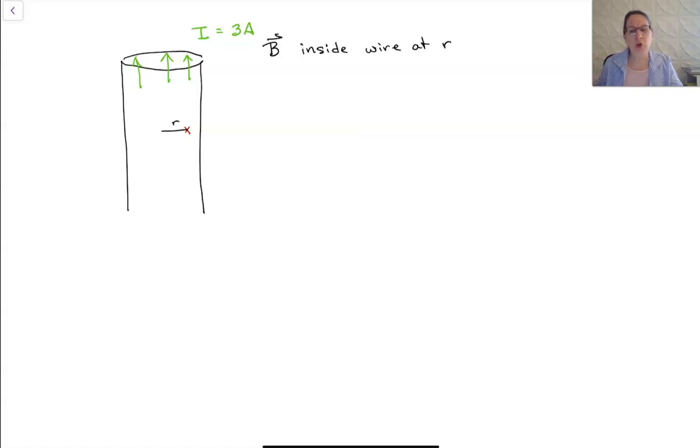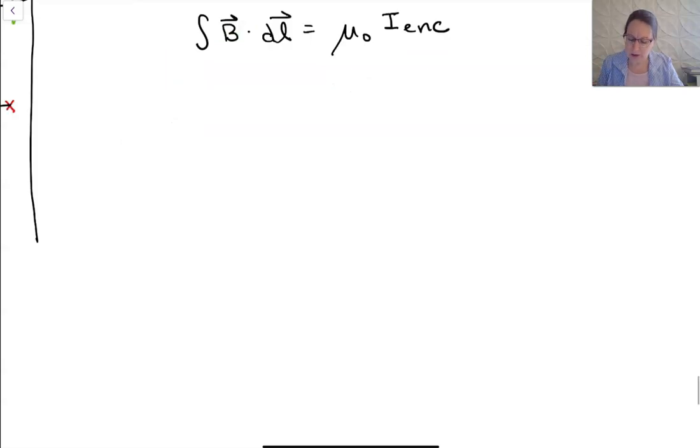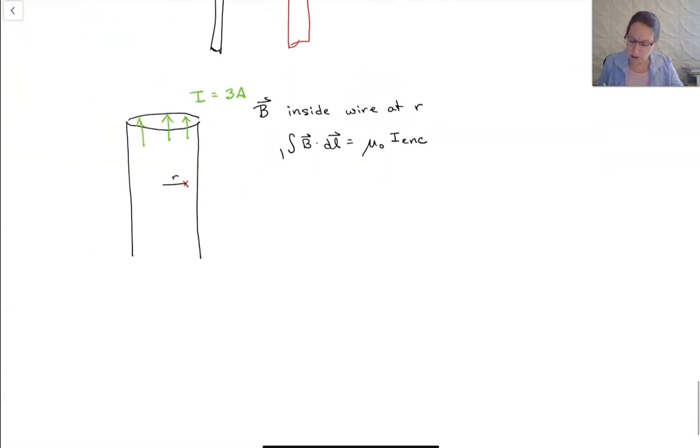Okay, so using Ampere's law, if it's a very long wire, we're going to hope that we can use that same symmetry. So we're going to say B dot dl is equal to mu naught I enclosed. And just like Gauss's law, the trick here is to draw the right loop. In this case, we want, again, an Amperian loop.